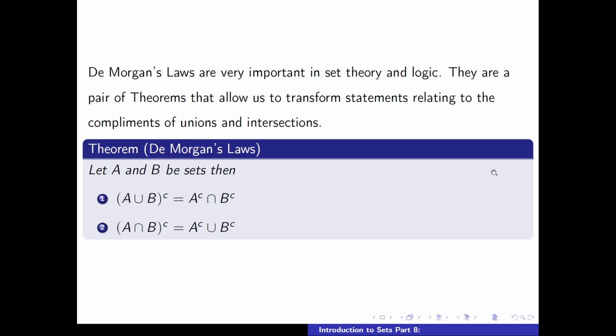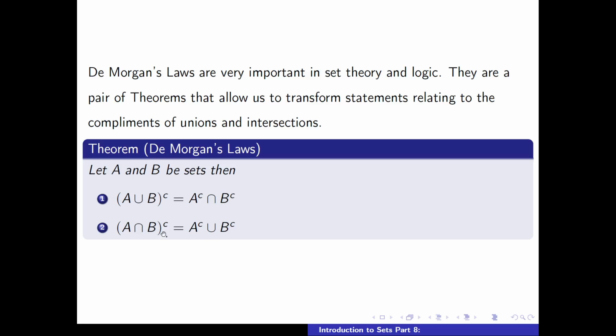Okay, so let's begin. De Morgan's laws, as I said earlier, are very important in set theory and logic. They are a pair of theorems that allow us to transform statements relating to the complements of unions and intersections. There are two parts to the theorem. Let A and B be sets, then the complement of A union B is equal to the complement of A intersecting the complement of B.